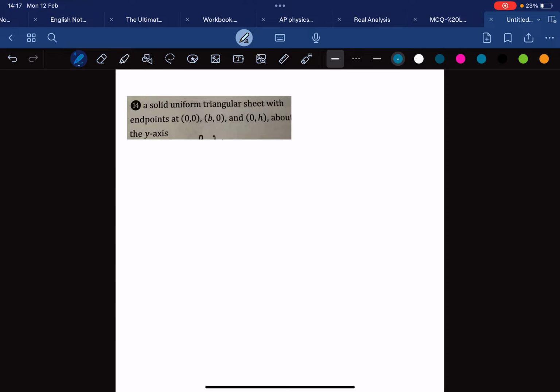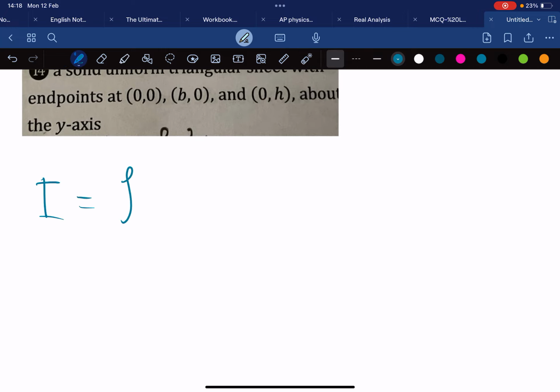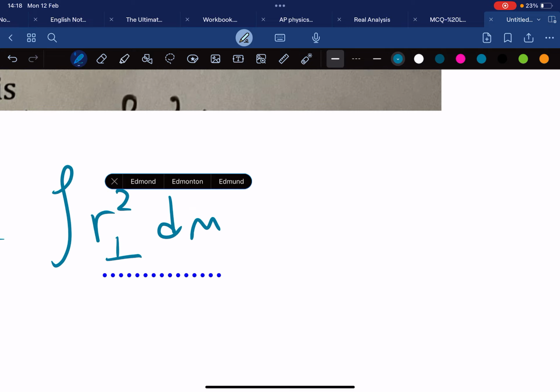Hello, so today we'll be working on a problem of finding the moment of inertia of a solid uniform triangular sheet with endpoints at (0, 0), (b, 0), and (0, h) about the y-axis. Let's just go into it. So I is going to equal the integral of r perpendicular squared dm, and this is a small element of mass.